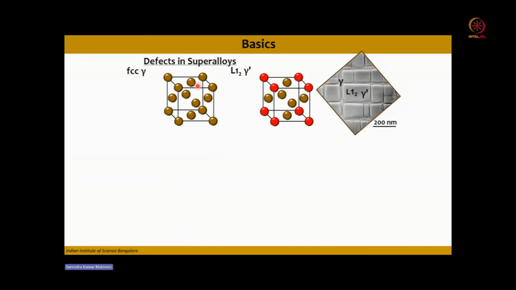Now this is an FCC gamma disordered unit cell. Here all the elements are in solid solution, and they occupy both the 0, 0, 0 positions and also the half-half-0 positions. But the L12 gamma prime is an ordered FCC based structure. The 0, 0, 0 positions are occupied by one set of atoms, and the half-half-0 positions are occupied by another set of atoms. Usually aluminum, titanium, niobium, tantalum occupy the 0, 0, 0 positions, while cobalt, nickel, chromium occupy the FCC half-half-0 positions.